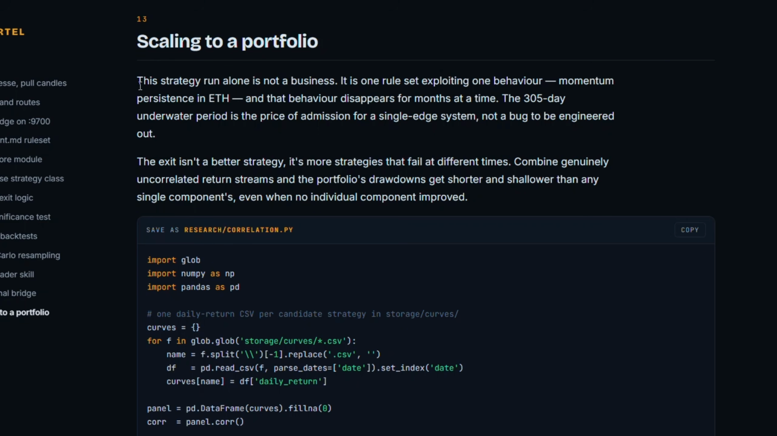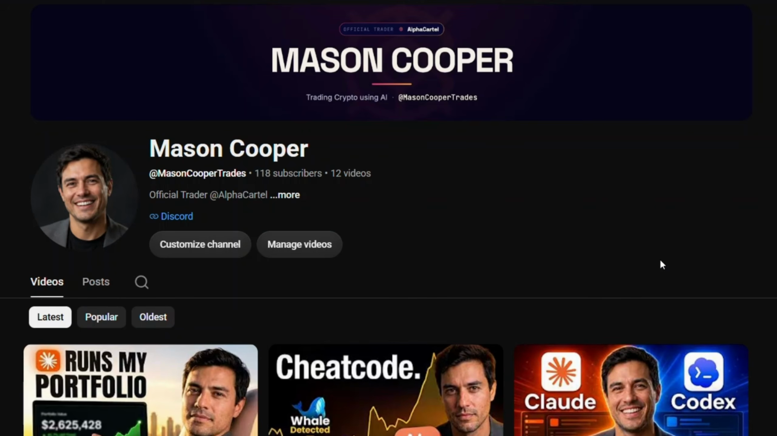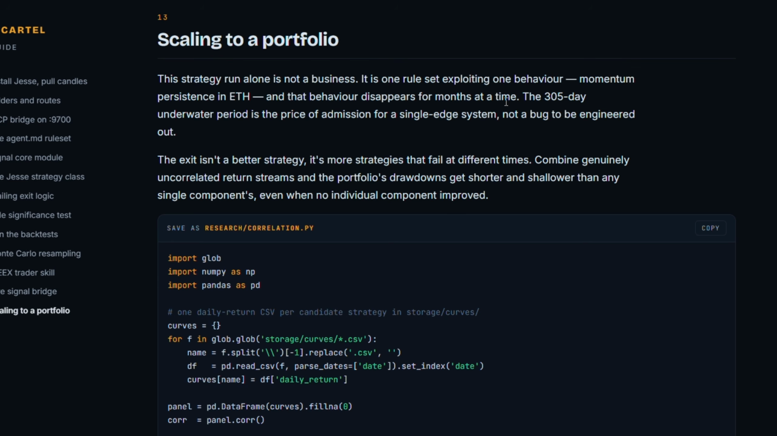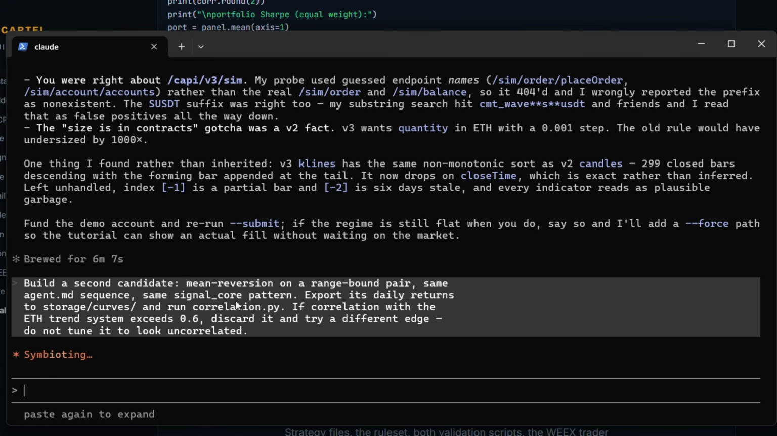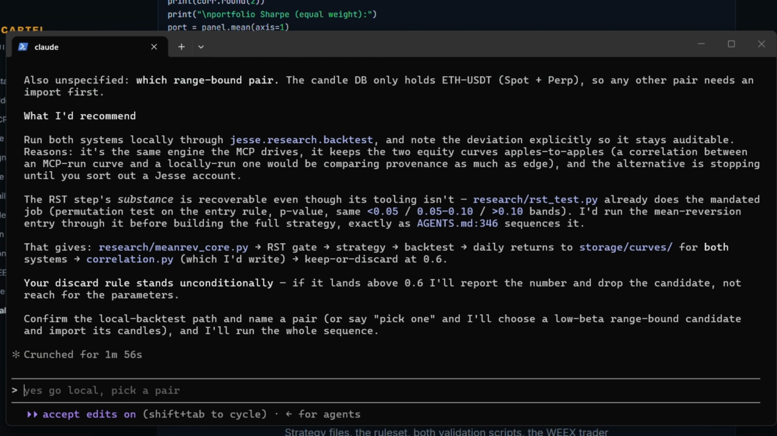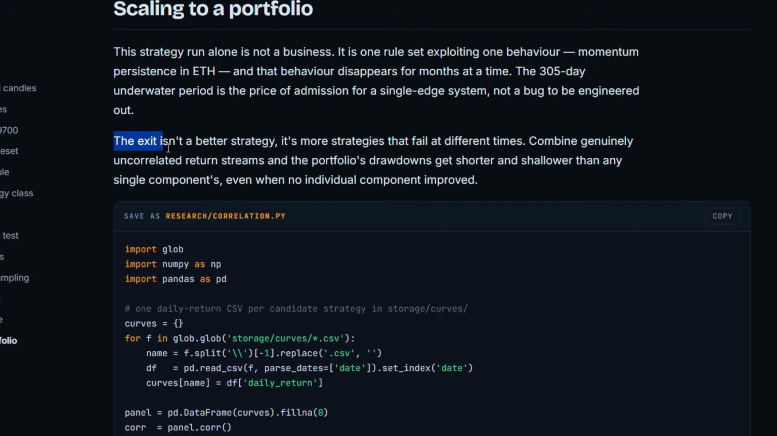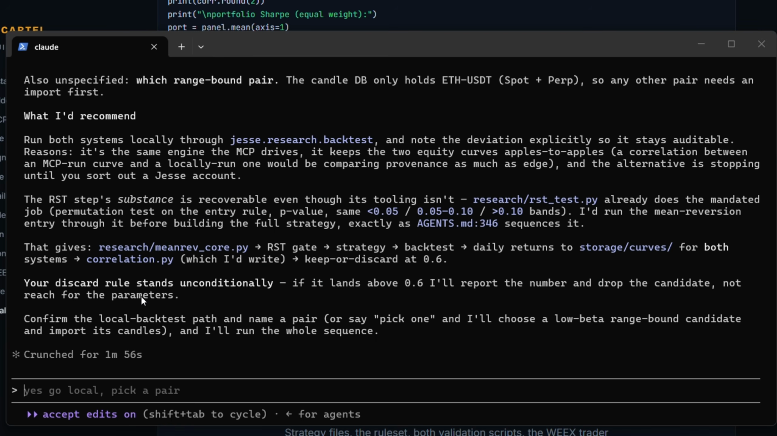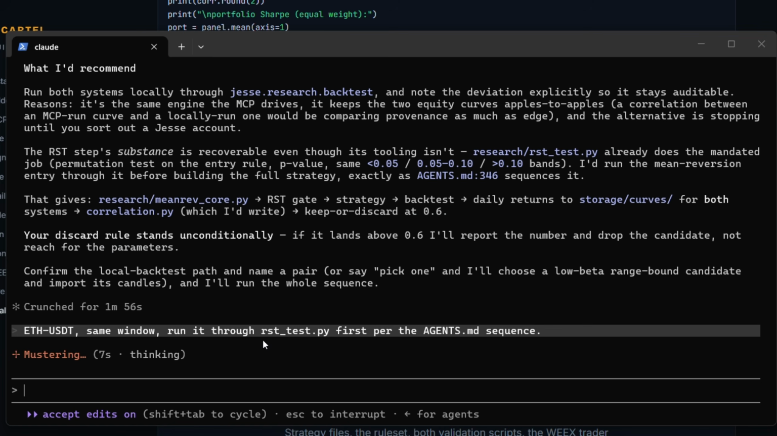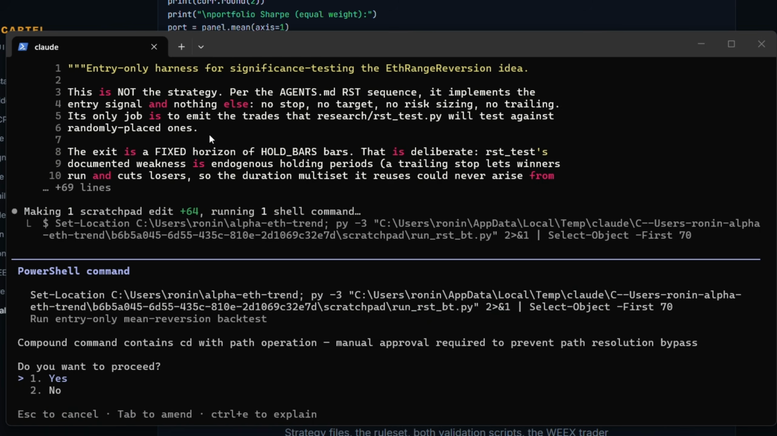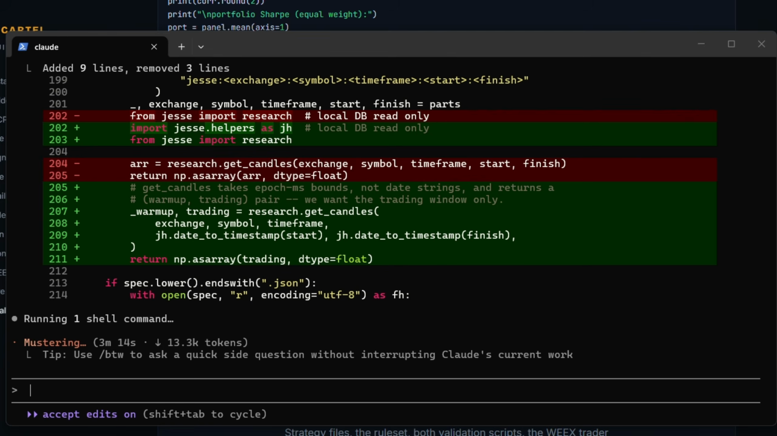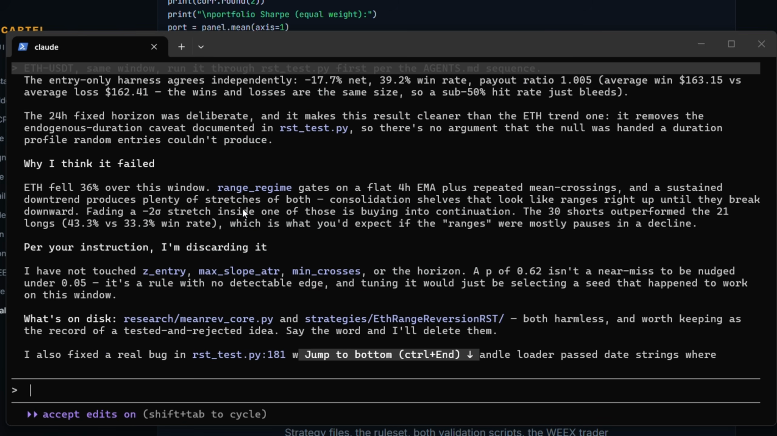This strategy run alone is not a business. It's one rule set exploiting one behavior, momentum persistence in ETH, and that behavior disappears for months at a time. The 10-month underwater period isn't a bug to engineer out. It's the price of admission for a single-edge system. The answer isn't a better strategy. It's more strategies that fail at different times. A mean reversion system on a range-bound pair makes money during the chop that starves this one. Combine uncorrelated return streams and the portfolio's drawdowns get shorter and shallower than any single component's.